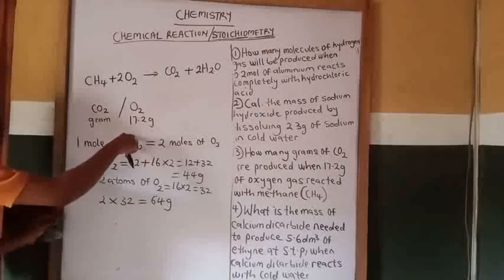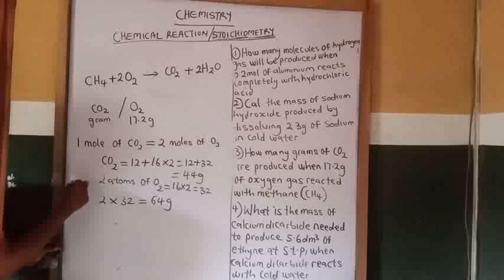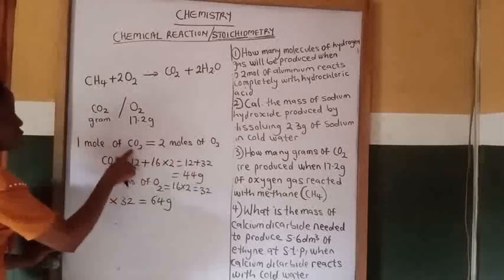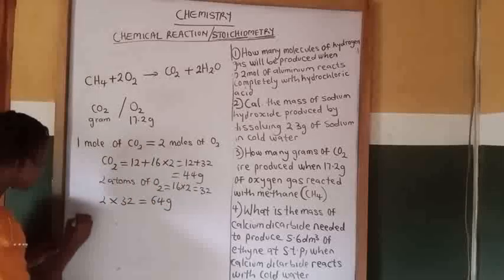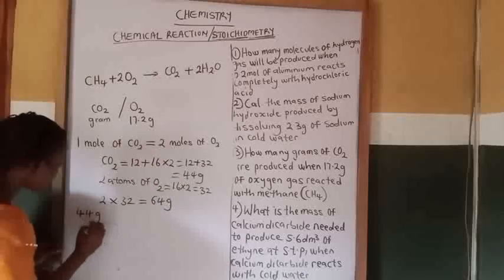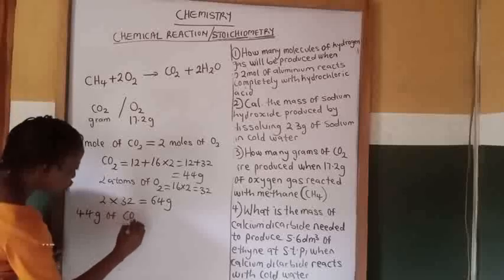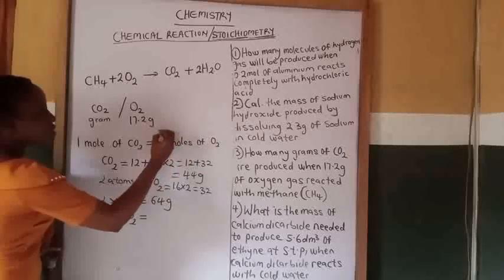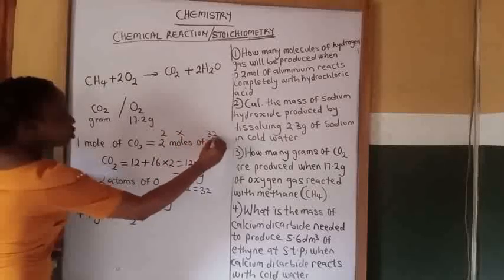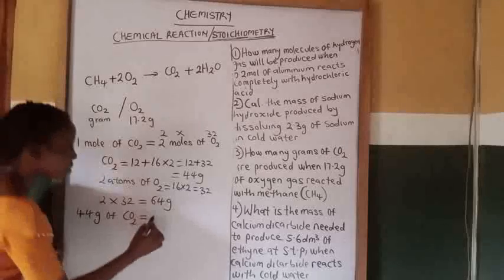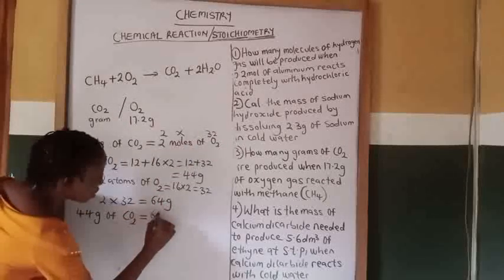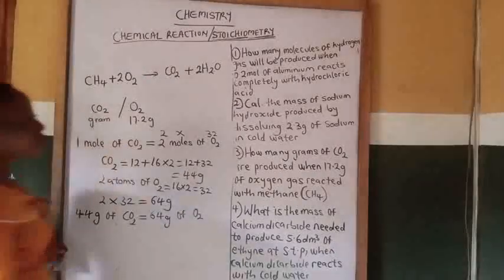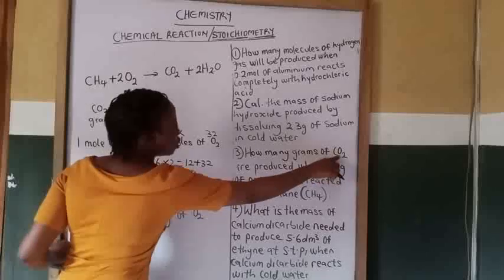So let's go back to the first step. Now, 1 mole of CO2 in gram is now 44. 1 mole of CO2 in gram, that is, we now say 44 grams of CO2 produced. Then 2 moles of oxygen, that's 2 times 32, which is equal to 64 grams. So 2 moles of oxygen is now what? 64 grams of oxygen.